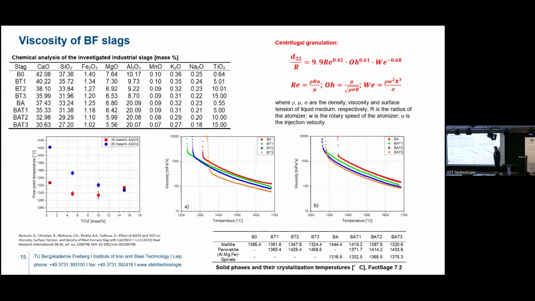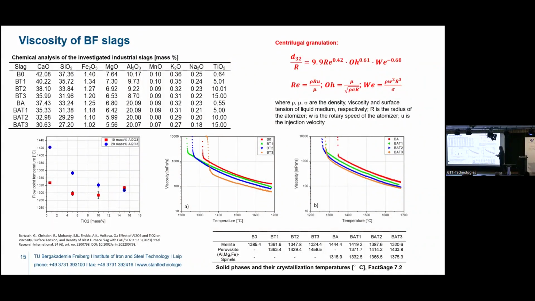If we will have in the future iron ore, for example, from Australia, we will have more alumina in our slag. And BF slag is very important because BF slag is now used to 100% in the cement industry. And the knowledge of thermophysical properties is very important for the granulation process of BF slags.